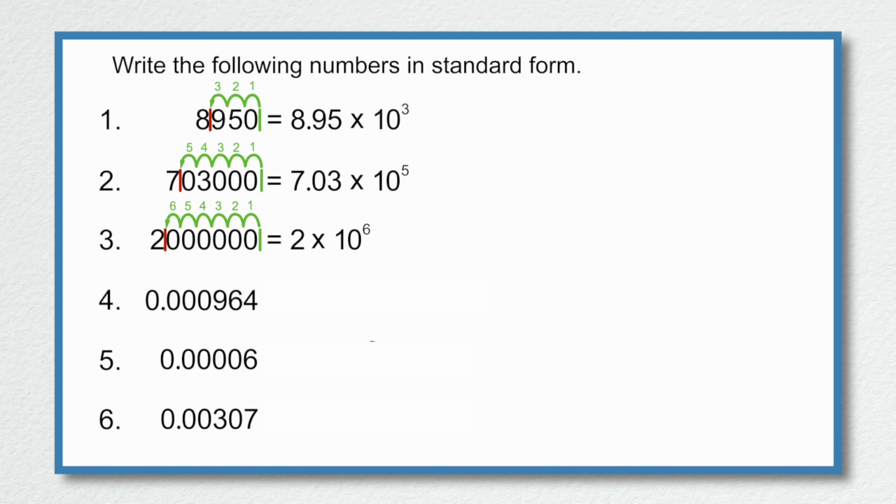Then we have 0.000964. We're going to end up with 9.64 multiplied by 10 to the power of something. And that something, remember, is going to be negative. Here's the cutoff point. Here's where the decimal point is. We count the moves from the decimal point to the cutoff point. 1, 2, 3, 4. So we end up with 9.64 multiplied by 10 to the power of minus 4.